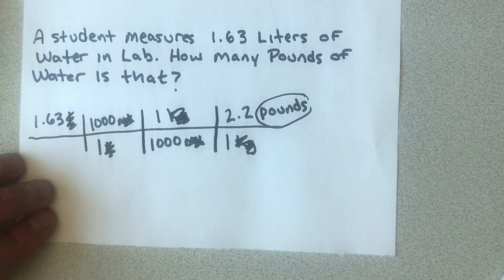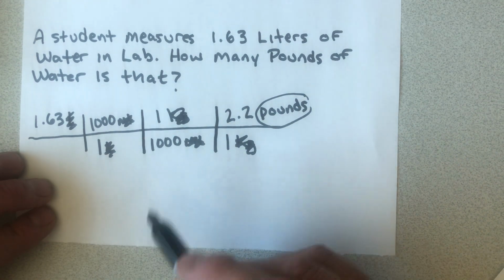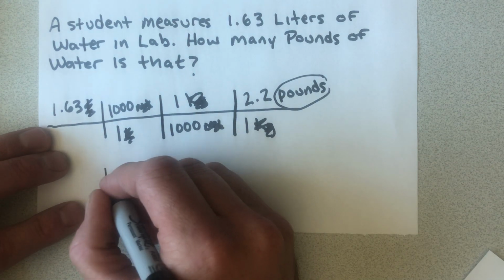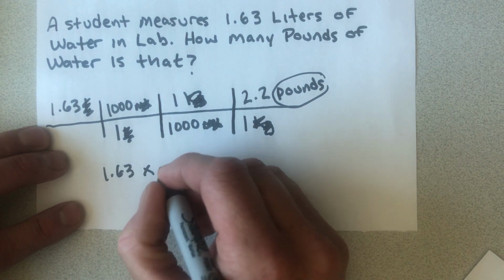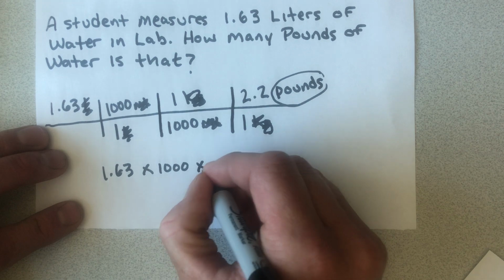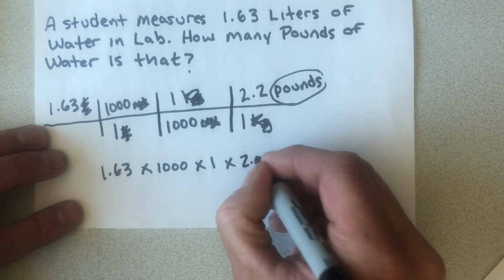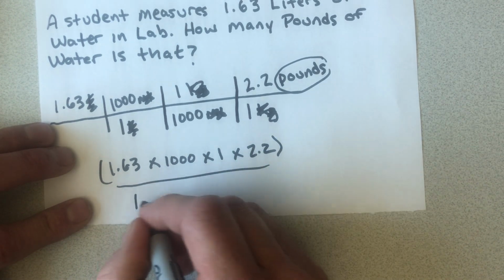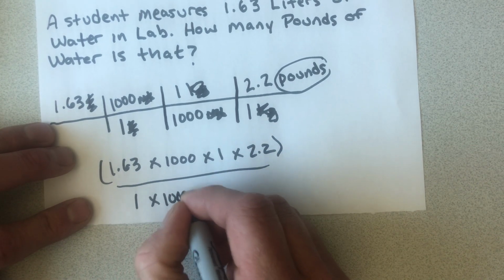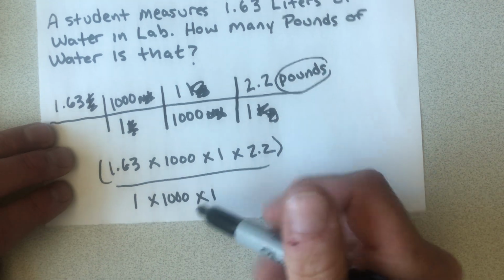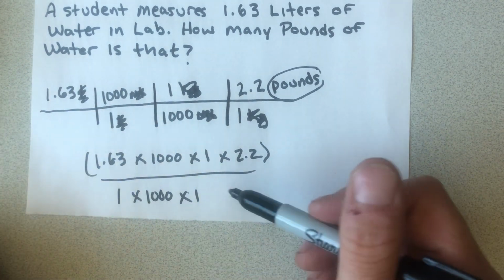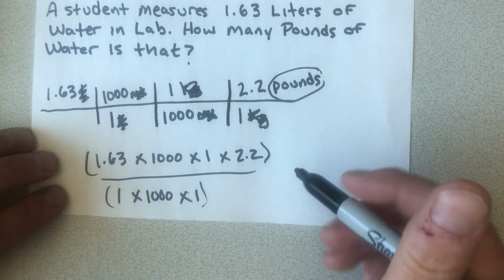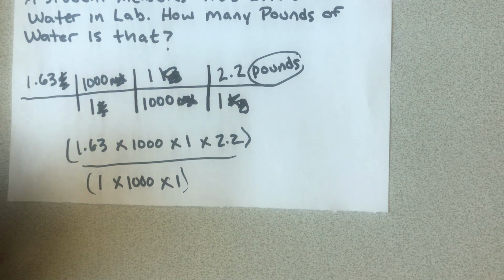And now we're just gonna multiply across the top and then divide by the denominator. And really, cleaned up, this would look like this: 1.63 times 1,000 times 1 times 2.2 all over 1 times 1,000 times 1. And so, you guys are smart enough to leave the ones out of here if you want to, but I'm just bringing them down here to show you what that fraction really looks like. So let's go ahead and multiply these out.